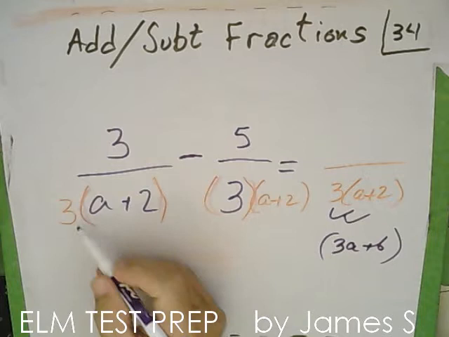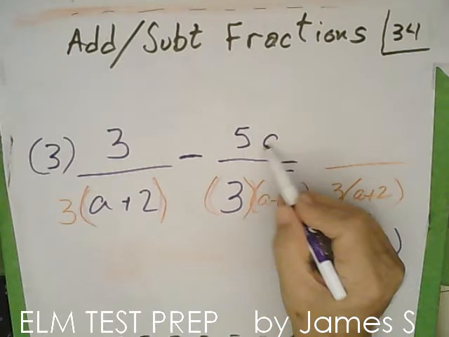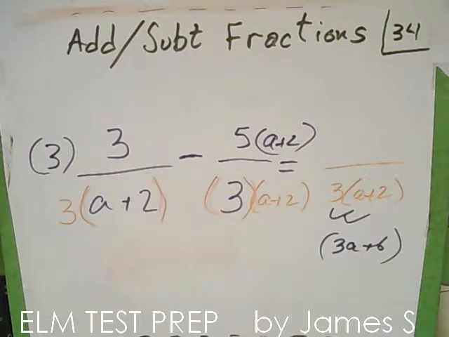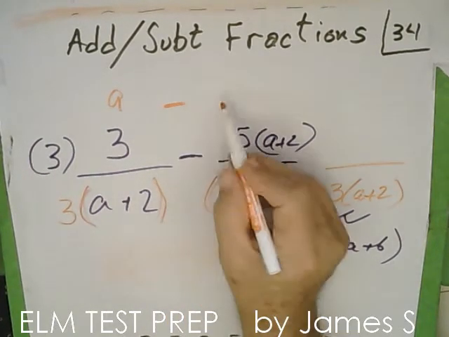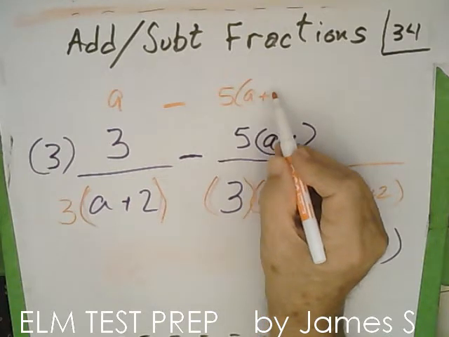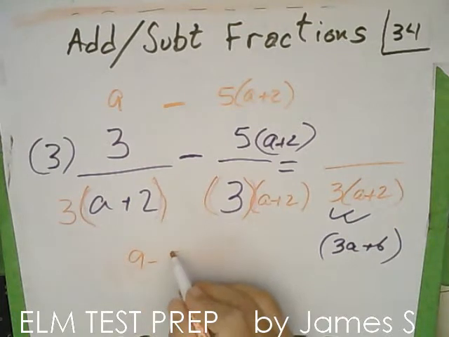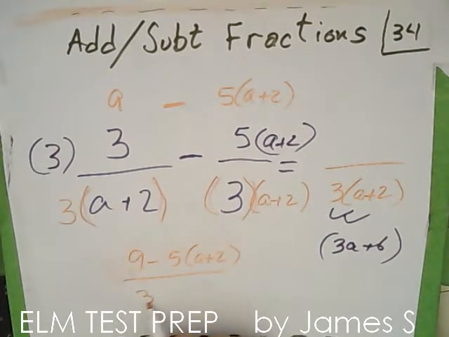Well, I multiplied this side by 3 on the bottom, so I'm going to multiply by 3 on top. I multiplied on the bottom by a plus 2, so on the top, I'm going to multiply by a plus 2. My result on top over here, 3 times 3 is 9. I've got a minus between them, and I've got 5 times a plus 2. All right, so my final answer on top is just 9 minus 5 times a plus 2 all over 3 times a plus 2.